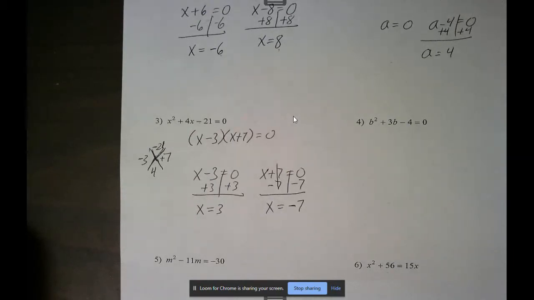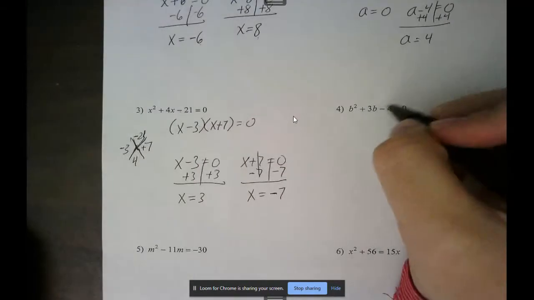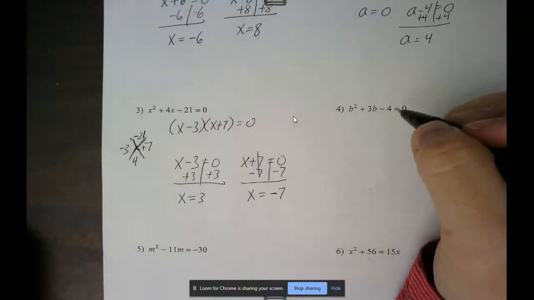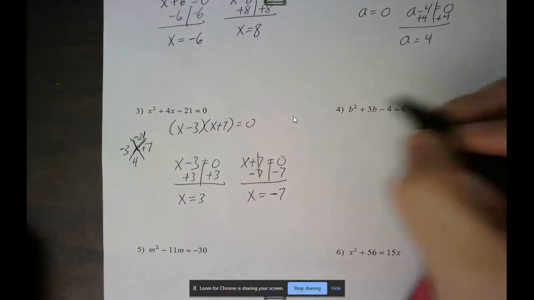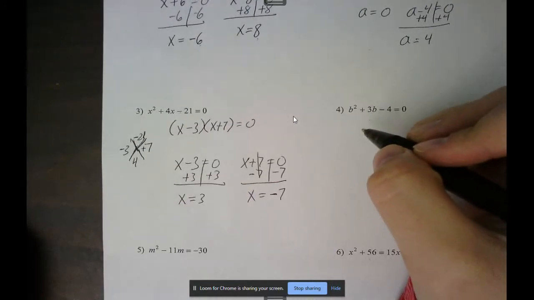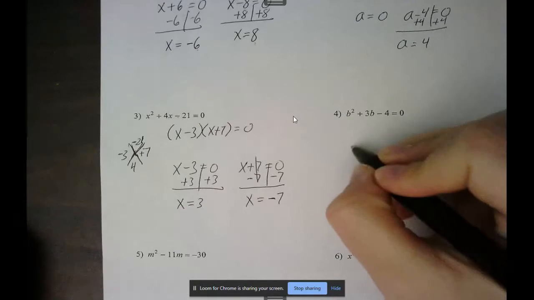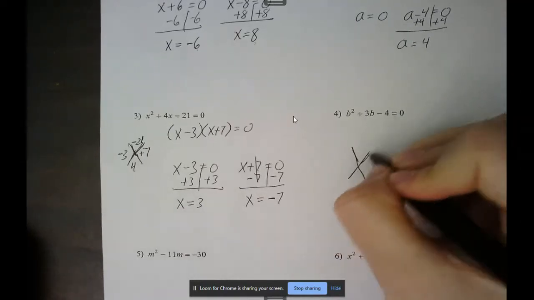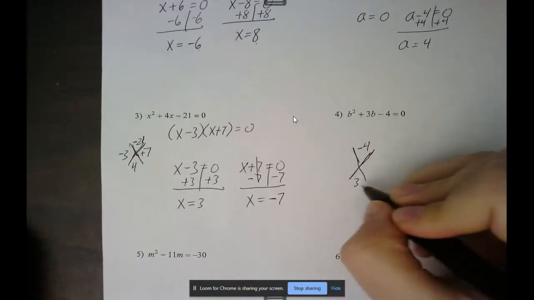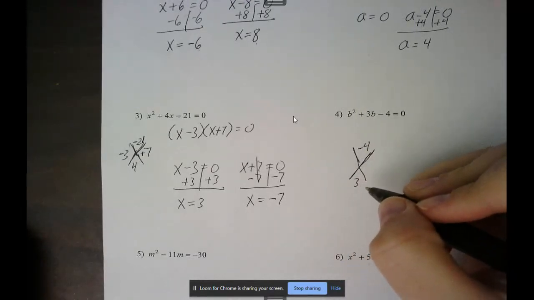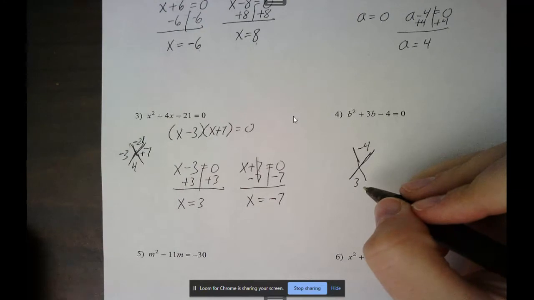Does that make sense? Does anybody have any questions at this point, guys? Y'all okay? All right. Take a look at number 4. We're going to treat it the same way, correct? The first thing I need to do is big X that. In the top, we have negative 4. In the bottom, we have 3. What multiplies to give me negative 4 but adds to give me positive 3?